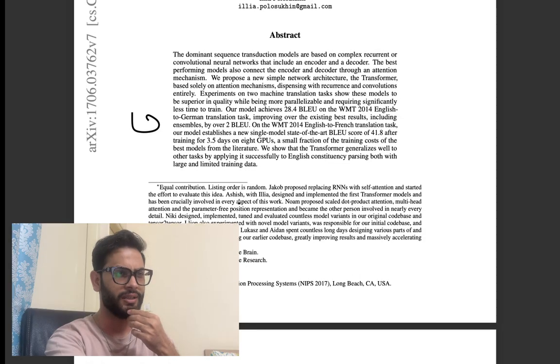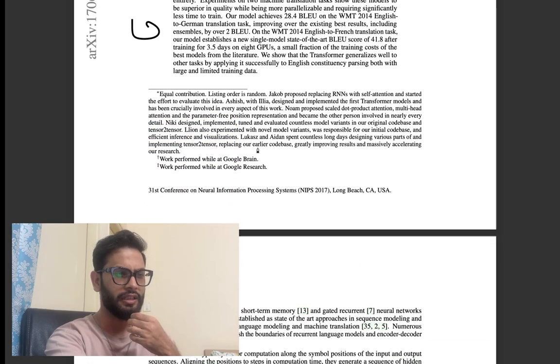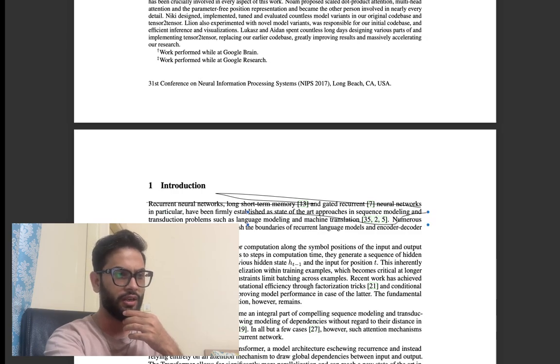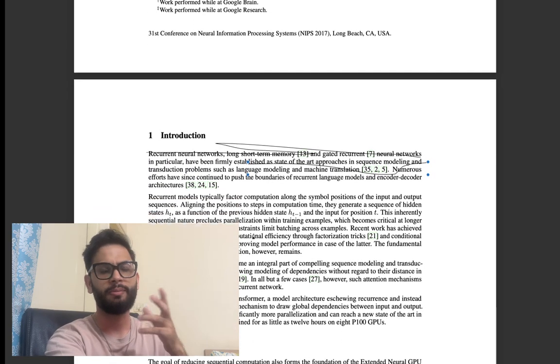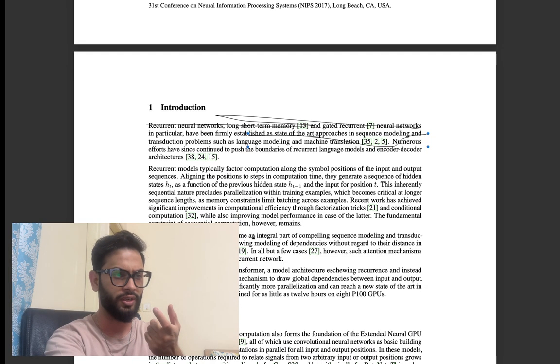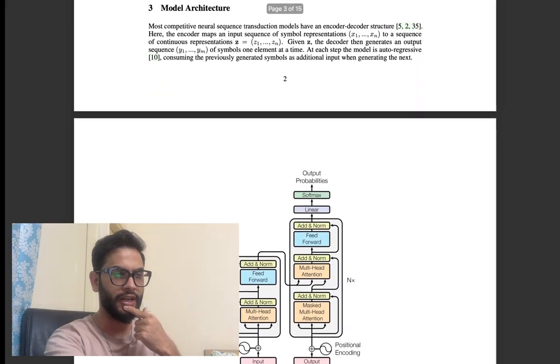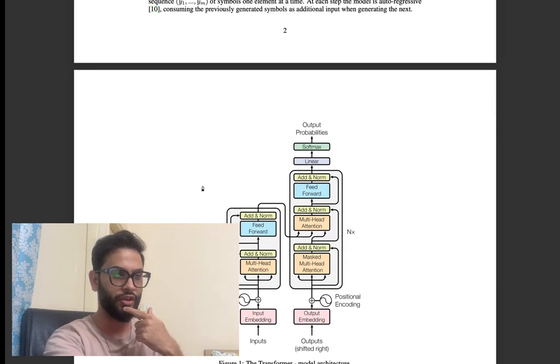Here they are saying that recurrent neural networks, long short-term memory, and gated networks in particular have been firmly established as state-of-the-art approaches in sequence modeling, such as language modeling. But the boundary is again the bottleneck of the context vector. That is all they explain here. Now they are introducing a new architecture. This is the architecture which they introduced.